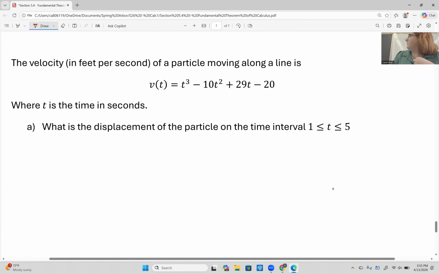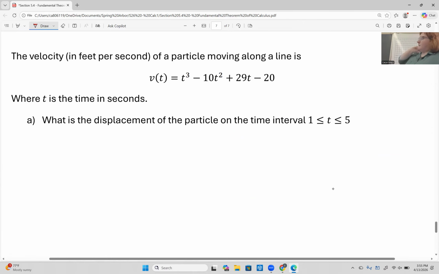So quick example. The velocity in feet per second of a particle moving along a line is given. What is the displacement? So displacement, is that going to be a net or total? What is displacement telling me? How far it moved over that time interval. Not adding up every little thing it does, but my particle started here and it ended here.